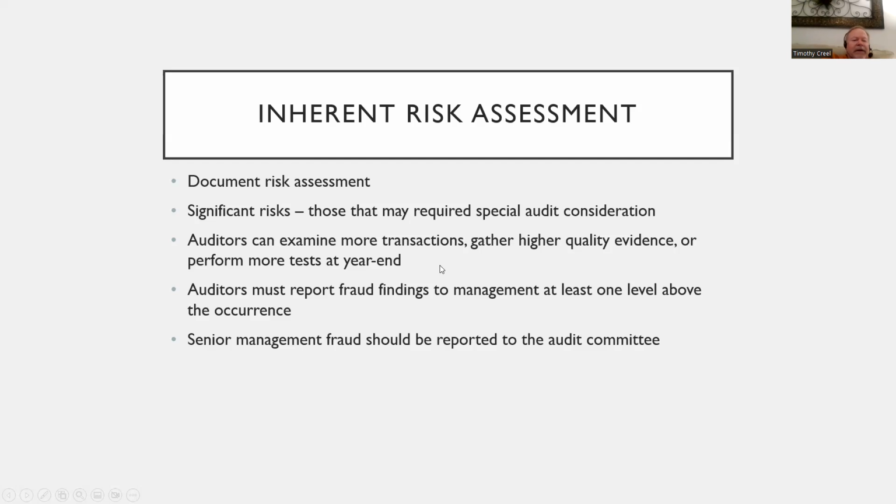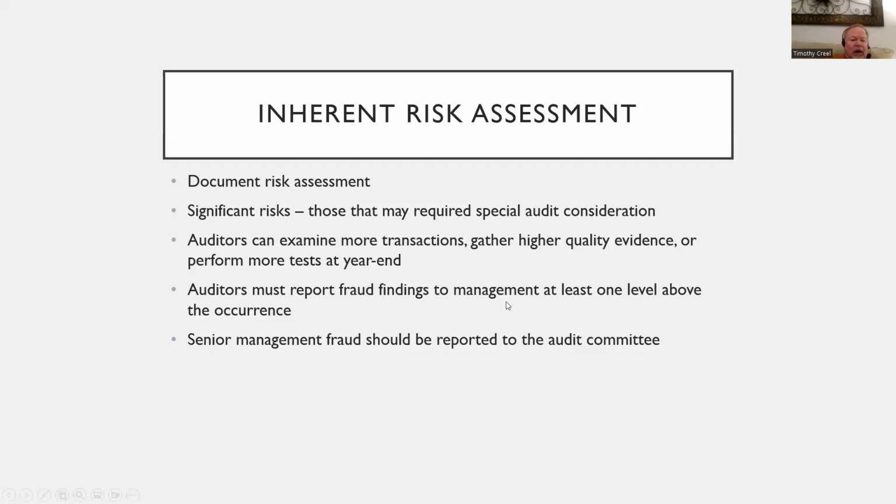So think about it this way. For the riskier areas, these are ways that auditors can deal with them. They can examine more transactions. They can pull larger samples. They can gather higher quality evidence, such as that coming from outside external sources, do more confirmations, for example, or perform more tests at year end, again, to improve the quality of the audit in the areas that are the riskiest within the company.